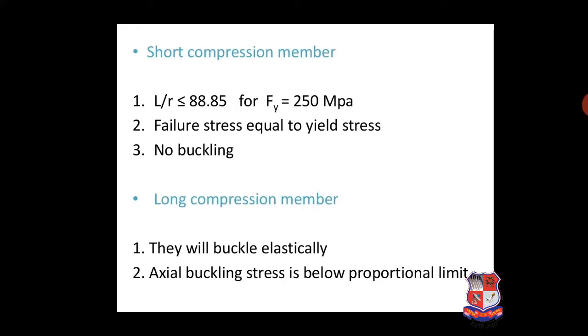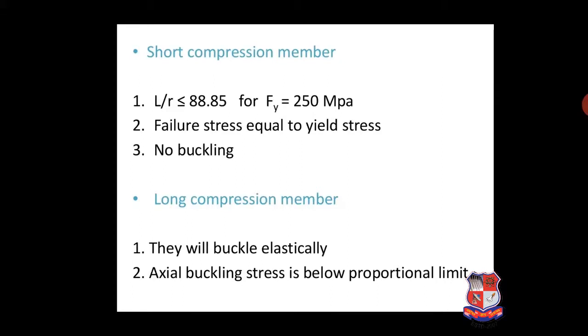Next, short compression member and long compression member. Now what is the difference between a short compression member and a long compression member? For a short compression member, L by R, it means length upon radius of gyration, should be less than or equal to 88.85 for Fy equal to 250. The failure stress is equal to the yield stress, so no buckling will occur in that case, but it has no practical application. So in real field applications, we do not use short compression members.